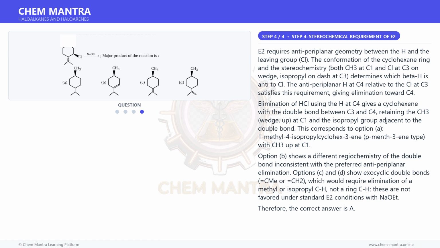Option B shows a different regiochemistry of the double bond, inconsistent with the preferred antiperiplanar elimination. Options C and D show exocyclic double bonds, =CMe or =CH2, which would require elimination of a methyl or isopropyl CH, not a ring CH. These are not favored under standard E2 conditions with now it.